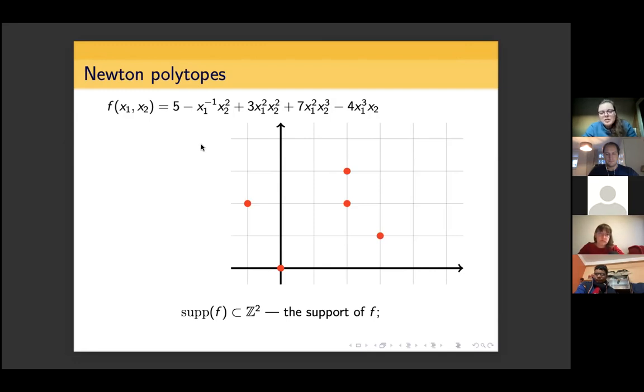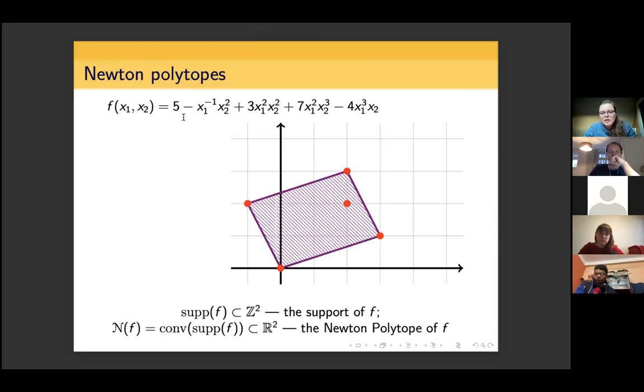And the support is very easy to construct. For every monomial, you take its degree, and just mark the point with the same coordinates on your plane here. So say there is the point (-1, 2), which is associated with the monomial x1 inverse x2 squared, or there is the point (0, 0), which comes with this term 5, and so on. So you get a finite set, which we call the support. And if you take its convex hull, then you will get what we will call the Newton polytope, or in this case, Newton polygon.